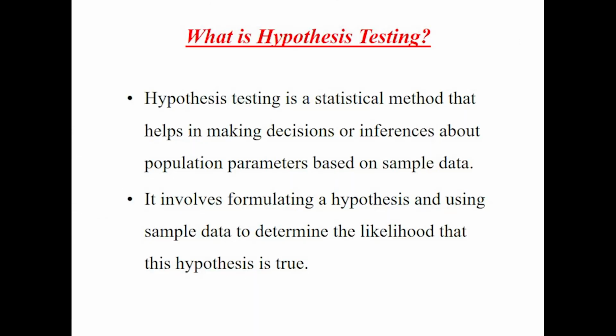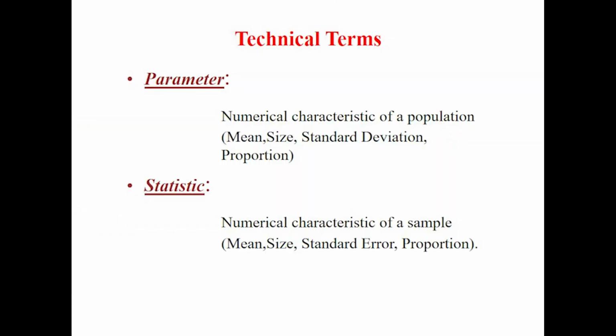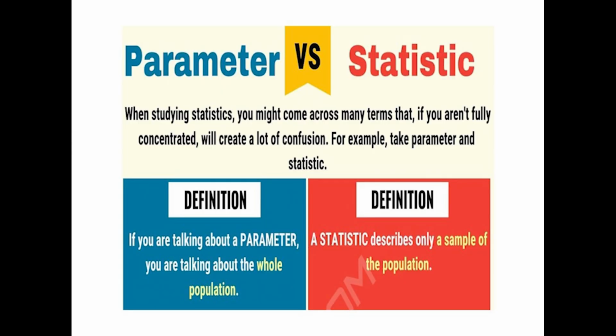And what we talk about in hypothesis testing is a statistical method that helps in making decisions or inferences about population parameter based on sample data. So it involves formulating a hypothesis and using sample data to determine the likelihood that this hypothesis is true. So we have to understand 2 technical terms. One is parameter and one is statistic. Now, what is this parameter? Things which can be measured and expressed in terms of numbers are called a parameter, or population related details are called parameter. Sample related details are called statistic.